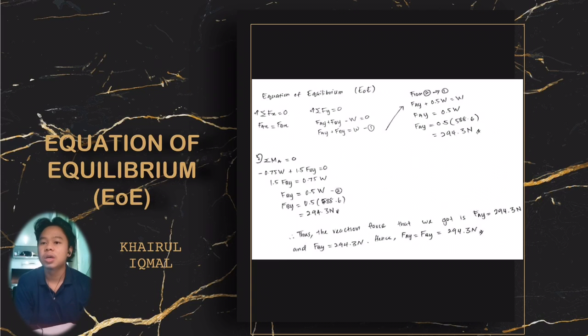Next we use sum moment at A equal to 0. We got FBY equal to 294.3 Newton. So we substitute into the first equation. We got FAY equal to 294.3 Newton. So we conclude that the FAY and FBY are the same Newton.